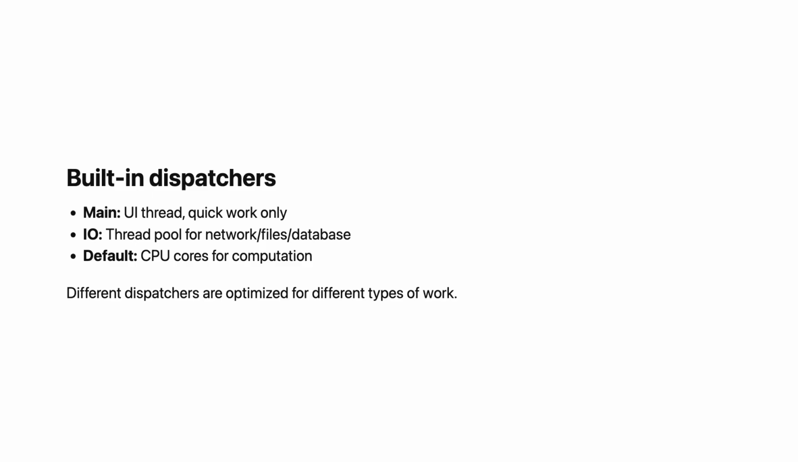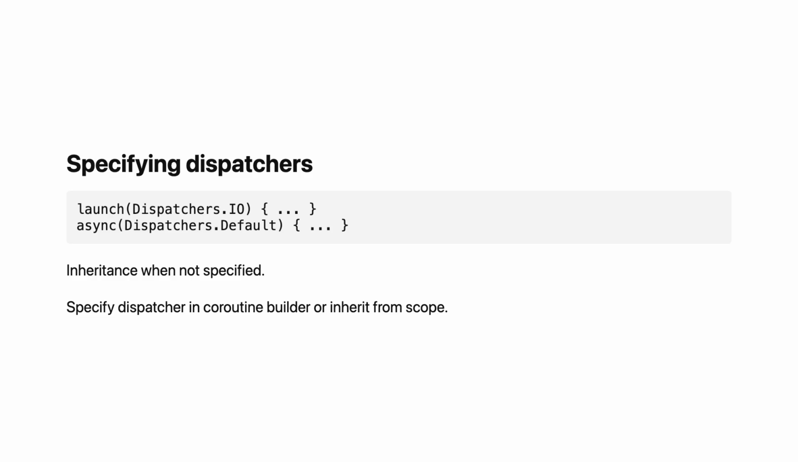Specify a dispatcher when launching a coroutine. launch(Dispatchers.IO) runs the block on an IO thread. async(Dispatchers.Default) runs computation on the default dispatcher. If you do not specify, the coroutine inherits the dispatcher from its scope. runBlocking uses the current thread as its dispatcher. Launch inside runBlocking inherits this. Most coroutine builders accept a context parameter. The dispatcher is part of that context.